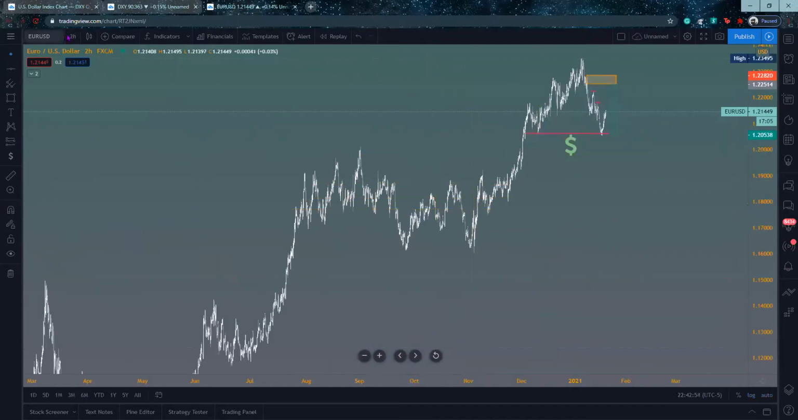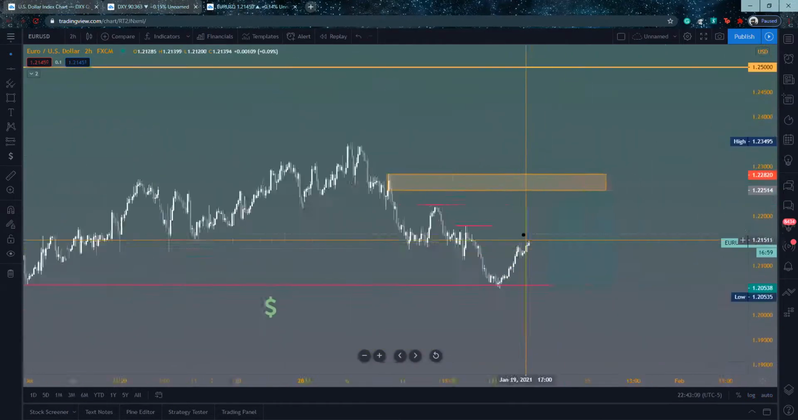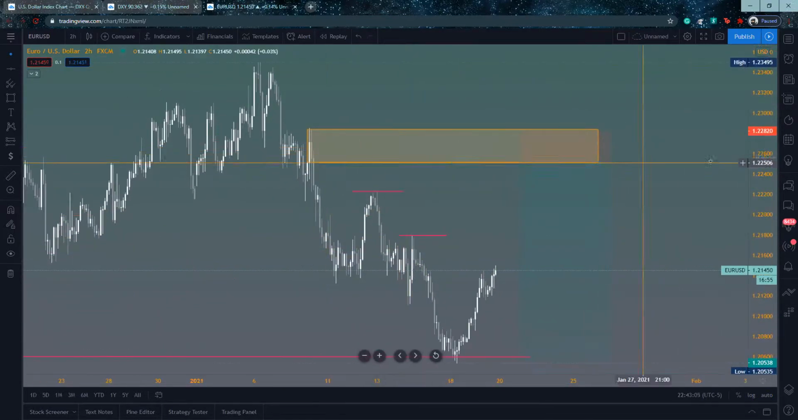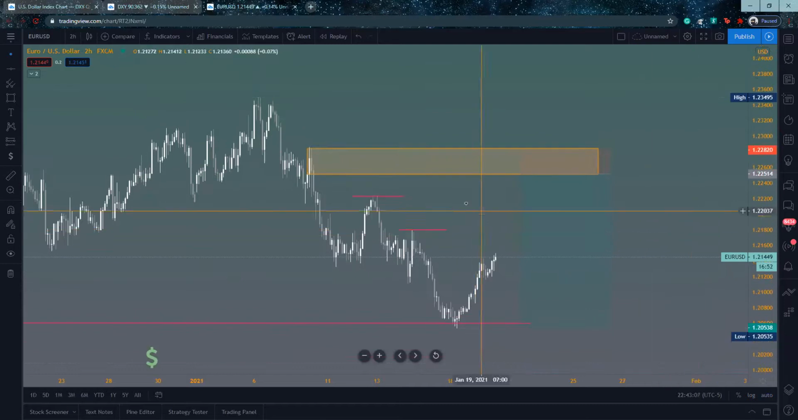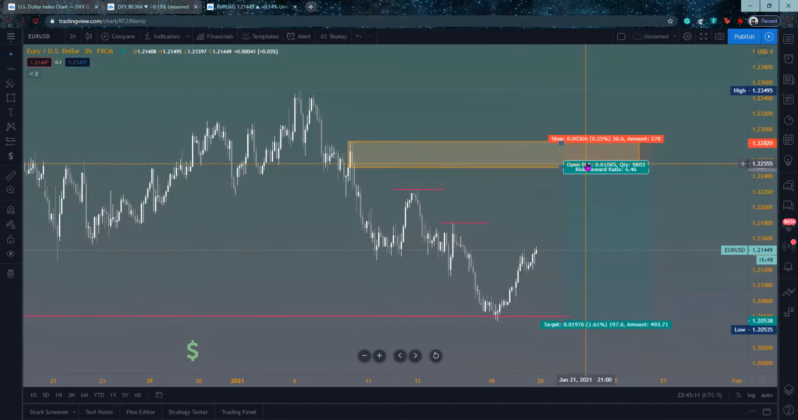And for EU, it's going to be the exact same thing, just inverted, right? So we're going to have something like this, right? That's what I predict. And that's what I would like to see, right? I would like to see EU reject off of this after taking two pieces of liquidity.